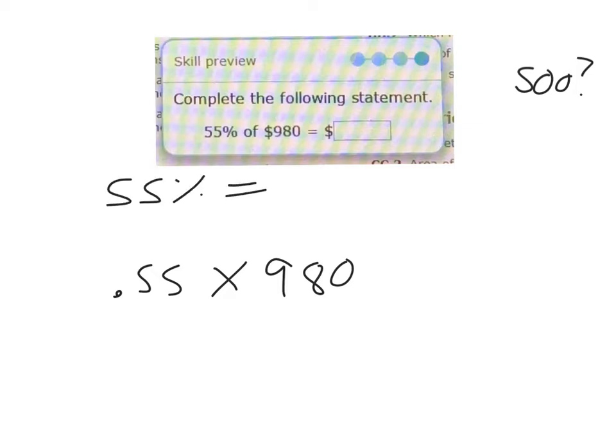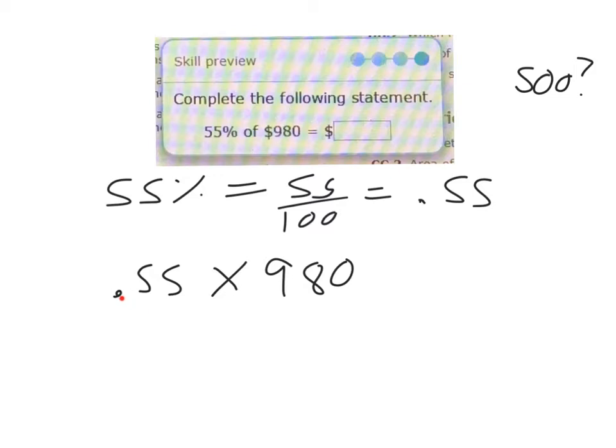So I know my answer is going to be something close to 500, but I don't know what that is. So again, I'm going to pull out my calculator and I'm going to do 0.55 times 980. Ms. Cooper, where'd that 0.55 come from? Hopefully you know 55% equals 55 over 100, which is the same as 55 hundredths. So that's where it came from.